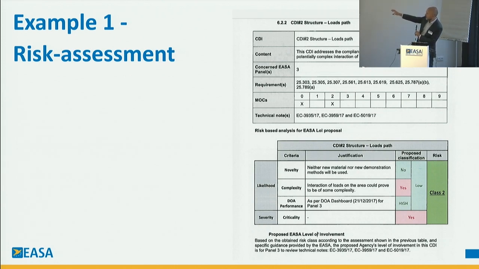You see here in the lower part what is the proposed involvement of the agency, which for panel 3, if you cannot read, is the review of the 3 technical notes in this case. So this is a summarized block of information. That's a proposal of the LOI complete from the beginning. Of course, what you don't see here is the rest of the certification program, with the compliance checklist, for example.